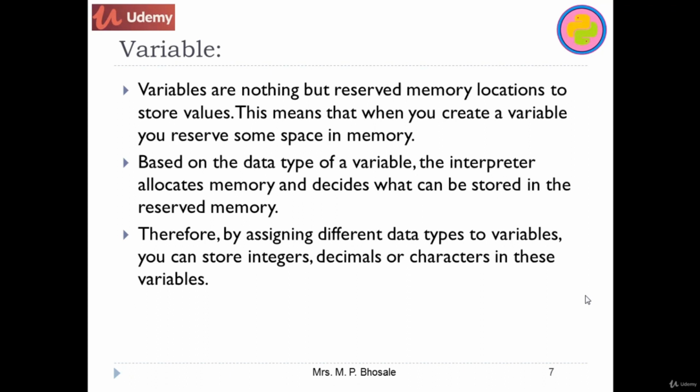Then come variables. These are nothing but reserved memory locations to store values, and like C or C++, we have to also declare the variable in the Python programming language. You have to create a variable, but you cannot use a reserved word, and you can reserve space in the memory. Based on the data type of the variable, the interpreter allocates the memory and decides what can be stored in the reserved memory, and the name given to that reserved memory is nothing but the variable name. Therefore, by assigning different data types to variables, we can store integers, decimals, characters or strings, and other data types are also there in Python that we will see later.